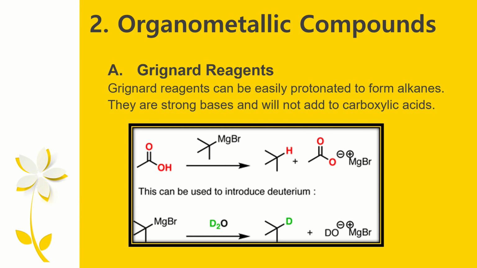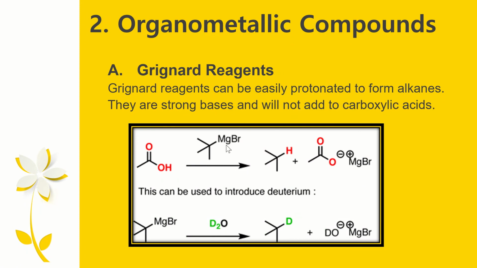So the second way in which we can form alkanes is via organometallic compounds. All right, so again, you're familiar with Grignard reagents. So Grignard reagents can be easily protonated to form alkanes. They are strong bases and will not add to carboxylic acids, as we see here. Right, so we have our Grignard reagents, and this is deuterium, yes, and basically it will be protonated, right? So that's another way in which our alkanes can be formed.